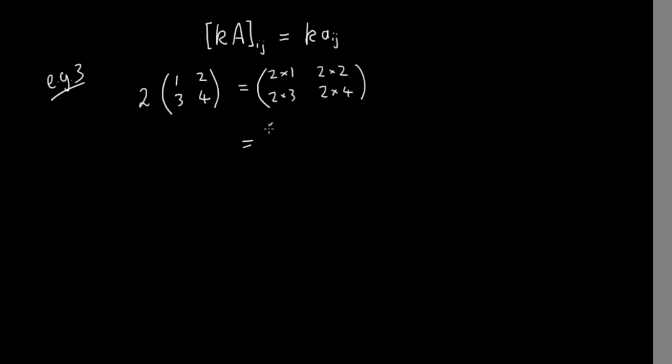So if I just evaluate those multiplications, 2 times 1 is 2, 2 times 2 is 4, 2 times 3 is 6, and 2 times 4 is 8. So that's all there is to it, really. Multiplication by a scalar is just multiplying each element of the matrix by that scalar value. Okay, so that's matrix addition, subtraction, and multiplication.